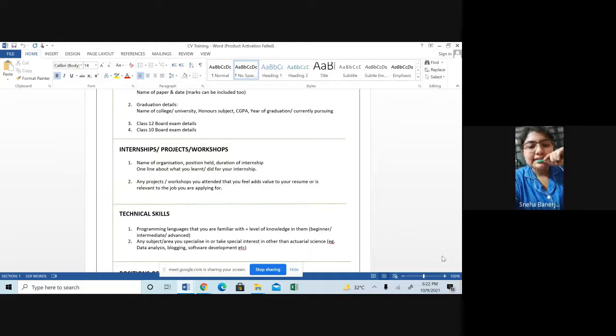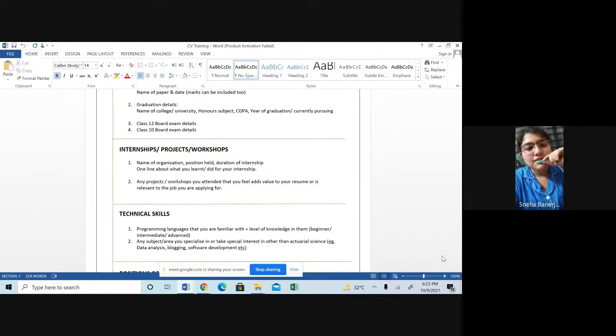The next technical skill that I've mentioned here is any subject or area that you specialize in or take special interest in other than actuarial science, like data analysis, blogging, software development. So yeah, this point is something that a lot of you might want to mention and a lot of you might not want to mention, and that's totally fine.